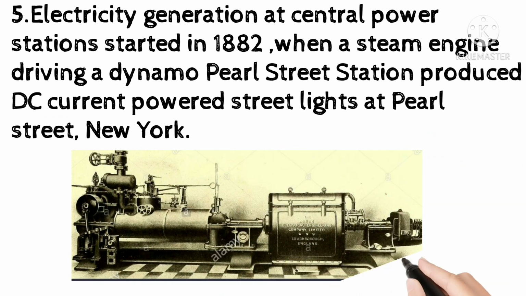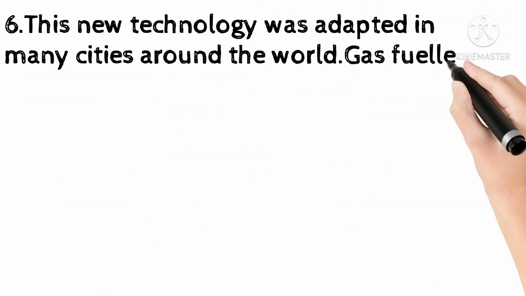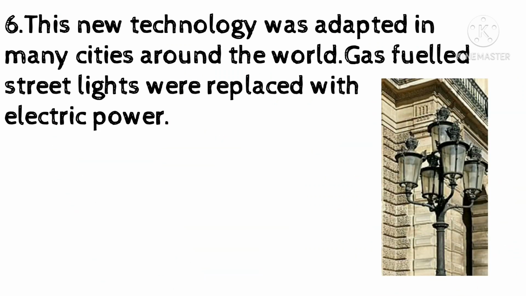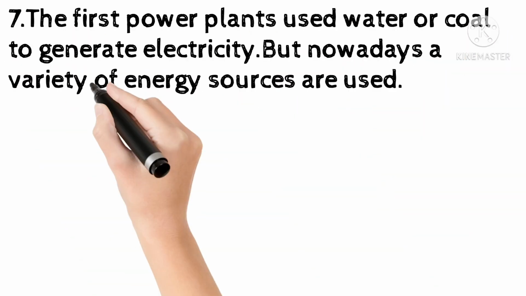Electricity generation at central power stations started in 1882. It means that in 1882, a steam engine using a dynamo started producing current which supplied electricity to street lights at Pearl Street, New York. So this new technology was adopted in many cities around the world. Also, the gas-fueled street lights were replaced with electric power. So the gas-fueled street lights were changed to street lights with electric power.